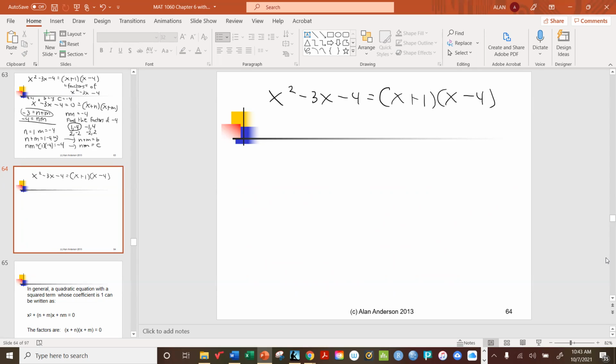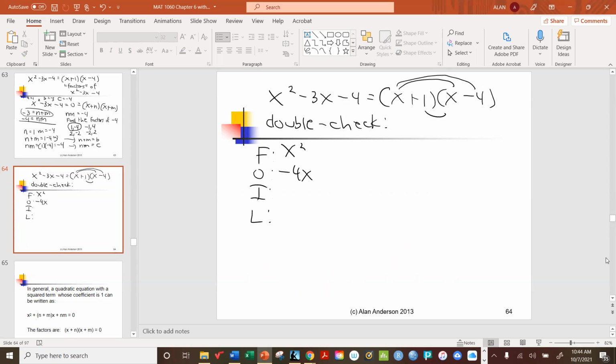So the first thing we want to do is prove it. We'll do a double check with a FOIL. We'll apply FOIL to these factors and make sure we didn't do something wrong. So we have x squared minus 4x plus x minus 4. Okay, and so we end up with x squared minus 3x minus 4, which is what we were expecting. Now, we're not done yet, though, because we have the factors.